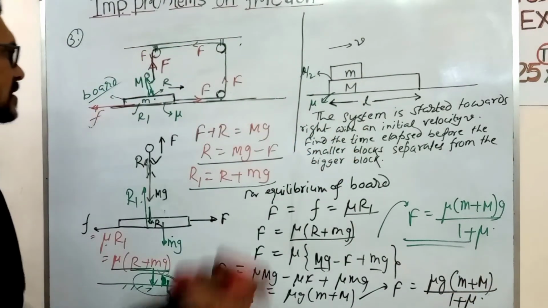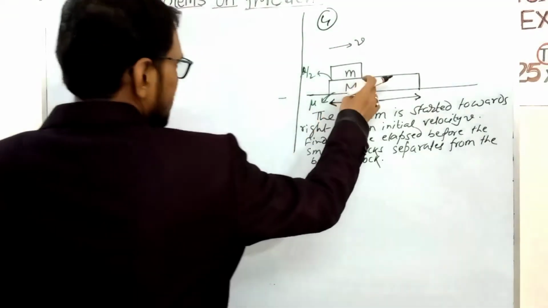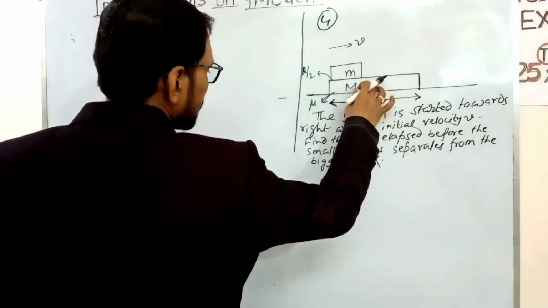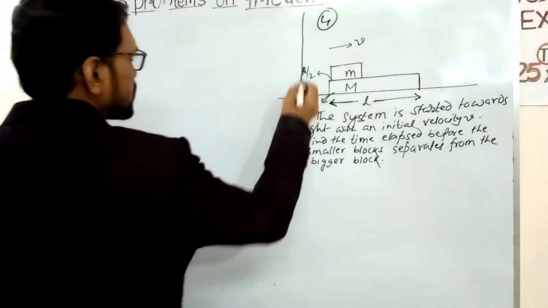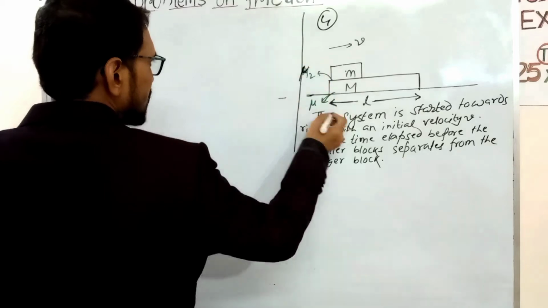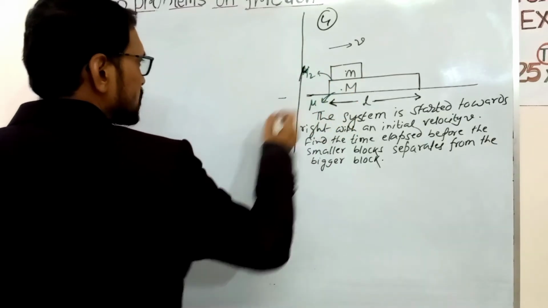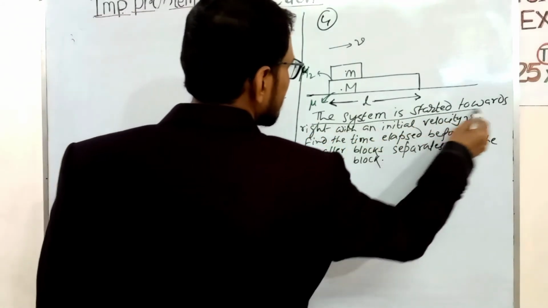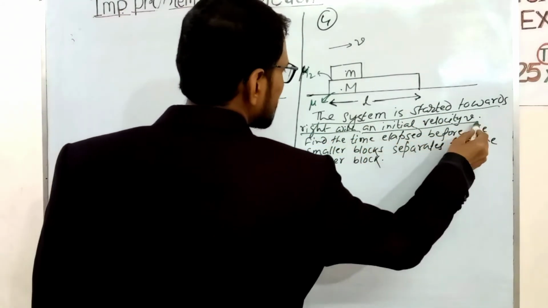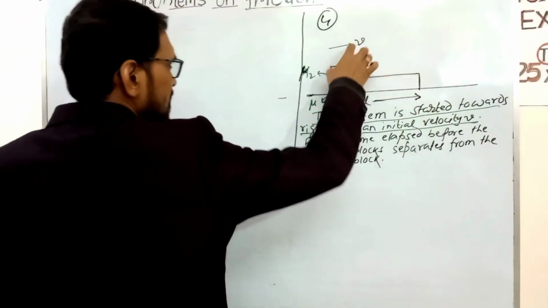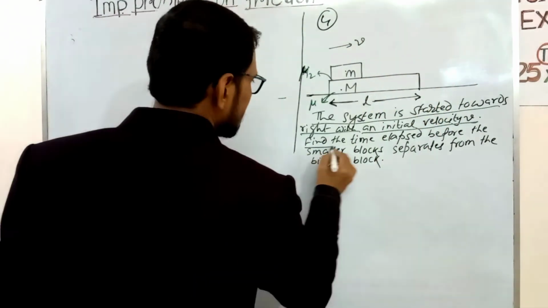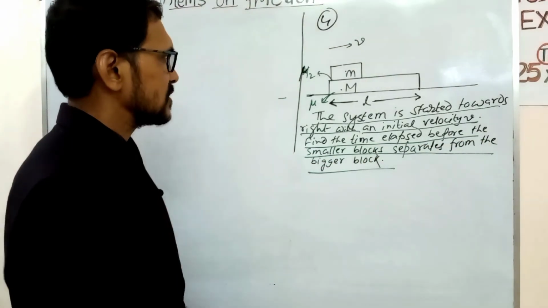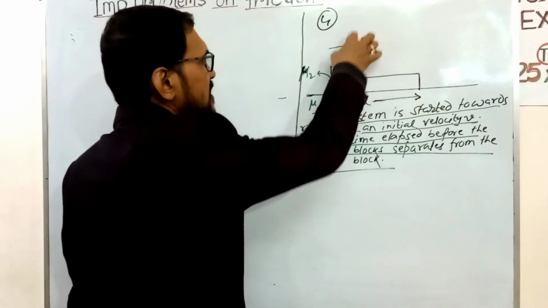Now in this question, two blocks, capital M and small m, are placed one upon another, and the two blocks are placed on the ground. The coefficient of friction between the two blocks is mu by 2, and the coefficient of friction between the bigger block and the ground is mu. The system is started towards the right with an initial velocity v. Find the time elapsed before the smaller block separates from the bigger block.